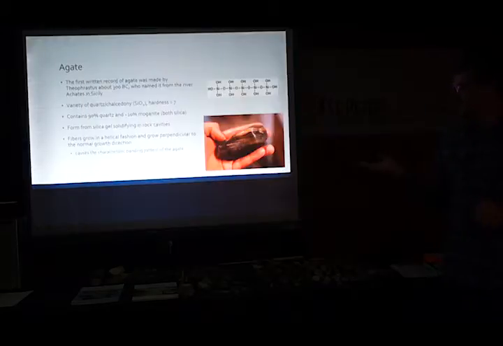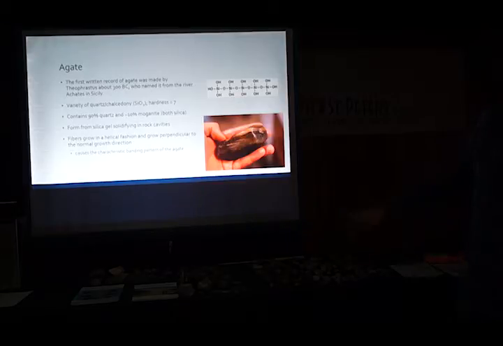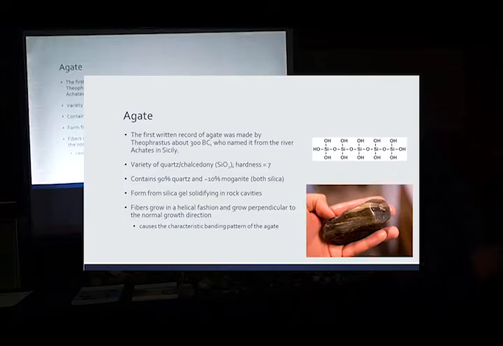And I thought it was interesting researching, apparently the silica fibers for agates grow in a helical fashion perpendicular to the normal growth direction, and that is what causes the banding in your agates. Instead of growing like a typical crystal, they can grow as bands. I've actually got this agate right here, which I found in Montana, which has some really nice banding in it.